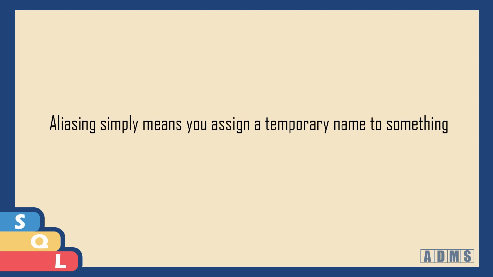Next, SQL allows you to do something called aliasing. Now, aliasing simply means you assign a temporary name to something. To alias, you use the AS keyword.